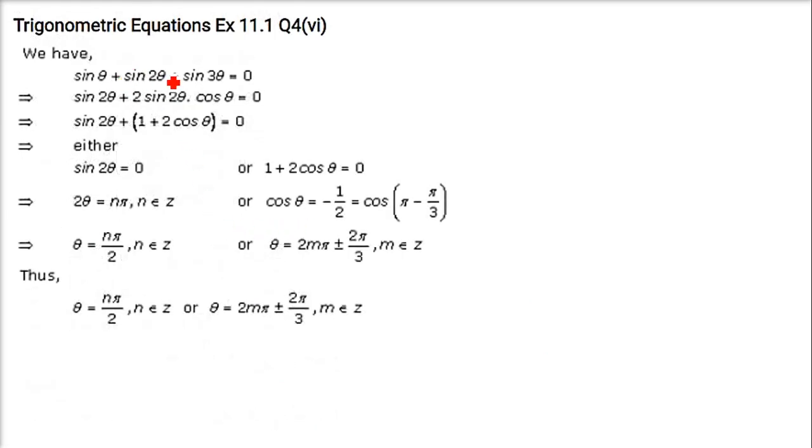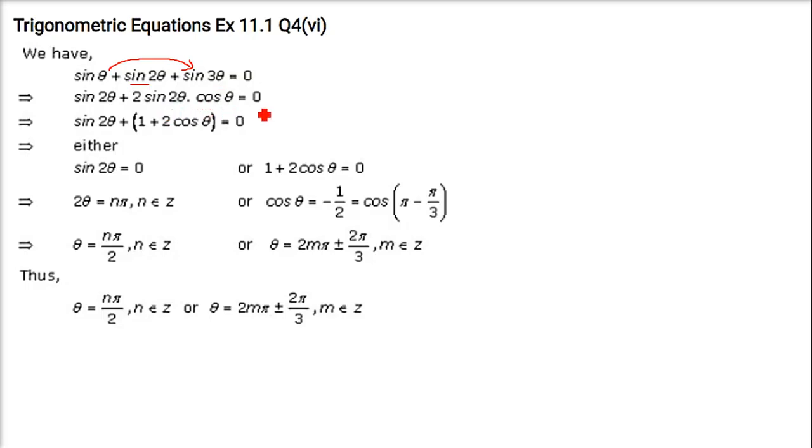Now sin theta plus sin 2 theta plus sin 3 theta equal to 0. So we'll use this sin theta and sin 3 theta together. So sin 2 theta we keep it here, and sin theta plus sin 3 theta is 2 sin 2 theta cos theta.